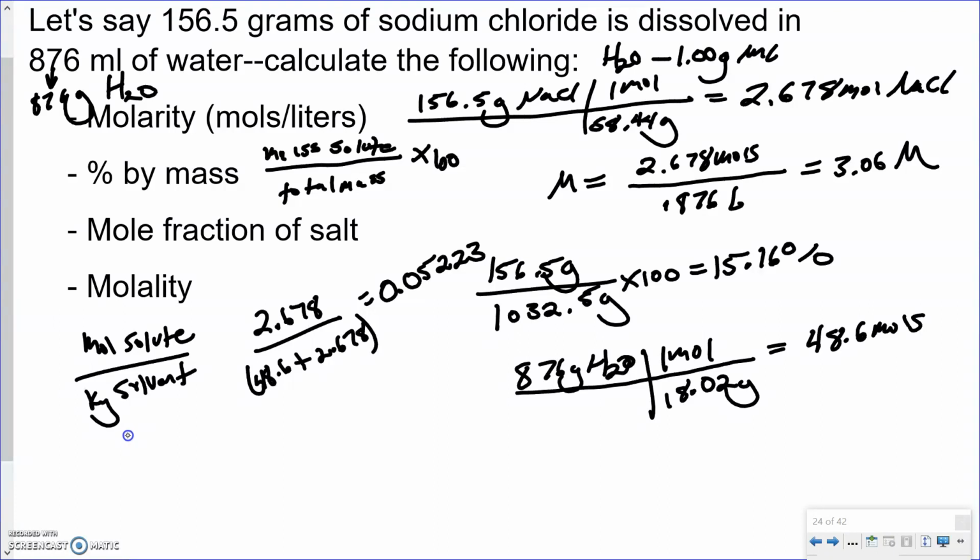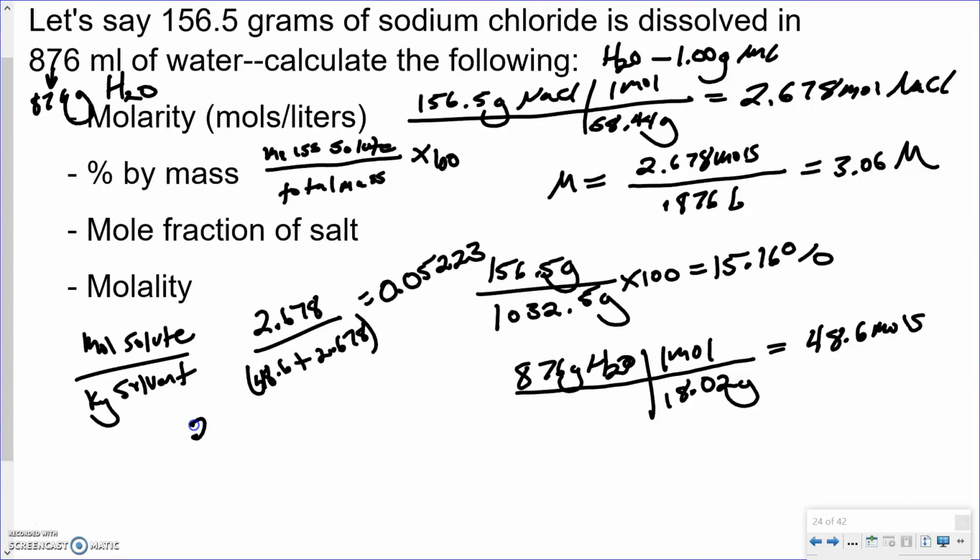The thing where it starts becoming different in terms of molarity versus molality is when you start dealing with a solute that changes the volume, or with a liquid solvent or solute that will change the volume, which we'll look at one of those in just a minute. But in this case, they're going to end up being essentially the same number.